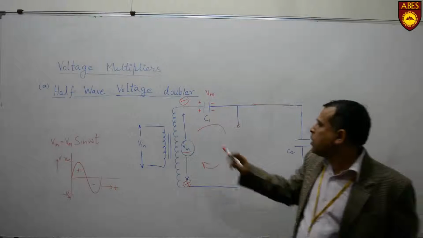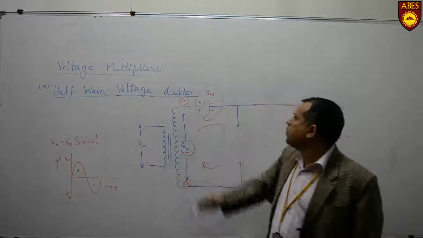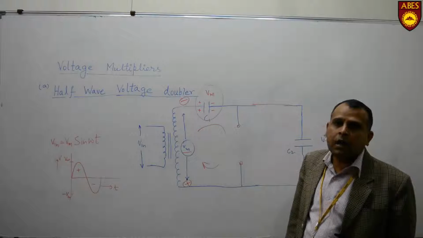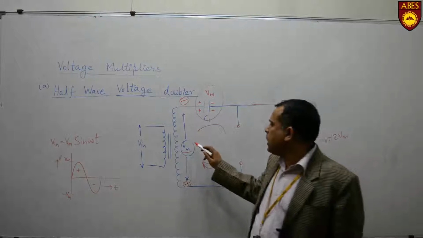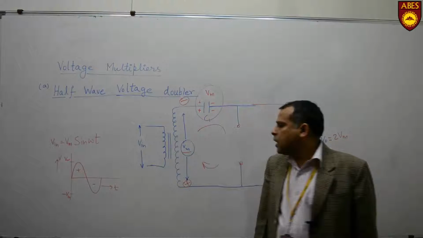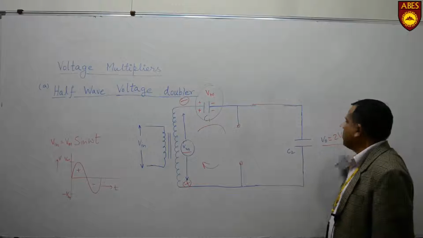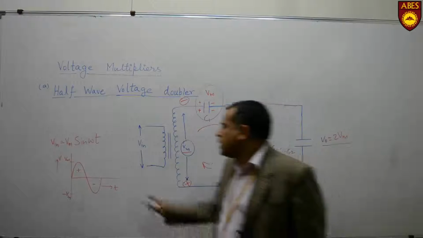Why twice Vm? Vm we get from this capacitor, which was charged earlier in the previous cycle, and Vm which is coming from the negative cycle of the signal. So in the output we will get twice Vm in the negative half cycle.